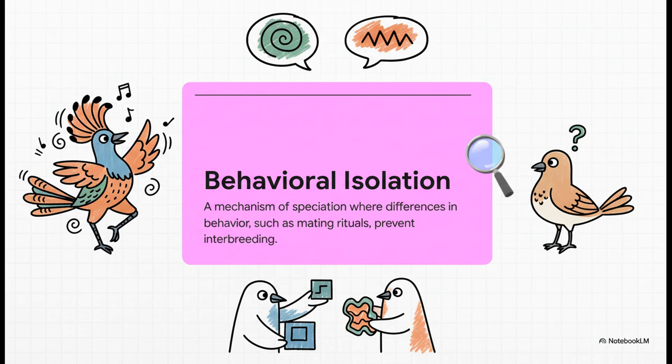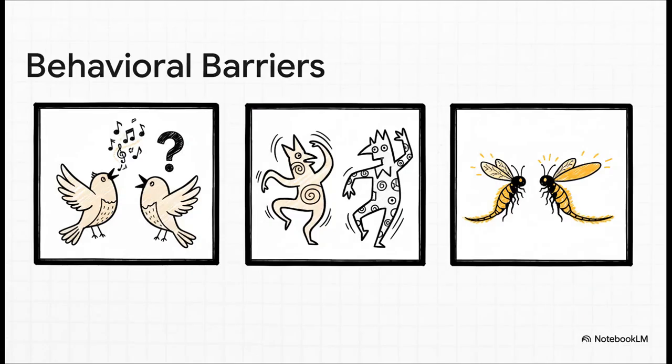Another huge one is behavioral isolation. This is basically when different species just don't speak the same language of love. You know, they might have totally different ideas of what's attractive or what a proper mating dance looks like. And we're talking about incredibly specific things here. For birds, a male from one species might sing a beautiful song, but a female from another species literally won't even recognize it as a mating call. For fireflies, maybe one species flashes its light in a dot-dot-dash pattern and another does a long, slow fade. These aren't just minor preferences, they are powerful, invisible walls keeping species separate.